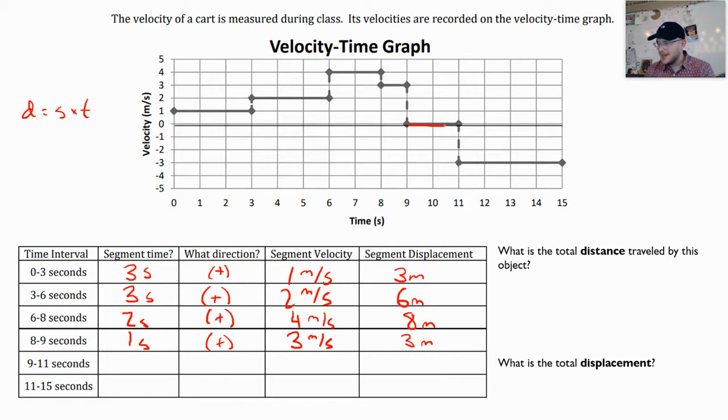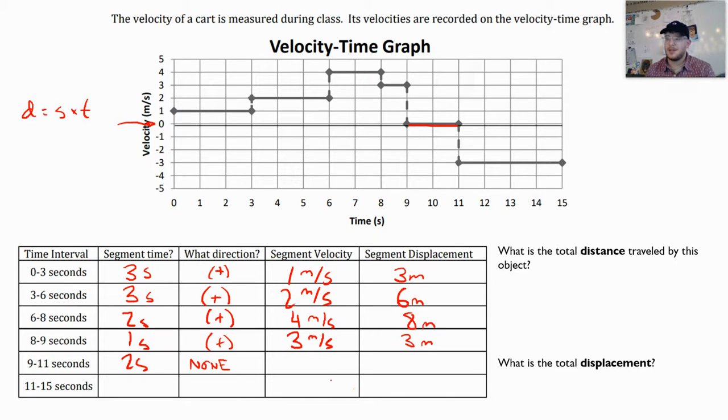Between 9 and 11 seconds, how much time has gone by? 2 seconds. All right, let's look at where this is at. We want to figure out where we're going. Well, this is actually on the x-axis. The x-axis is 0. So between second 9 and 11, for those 2 seconds, I'm not moving. My velocity is 0. So what direction am I heading? Well, if you're not moving, you're not really heading in any direction. So I just put none.